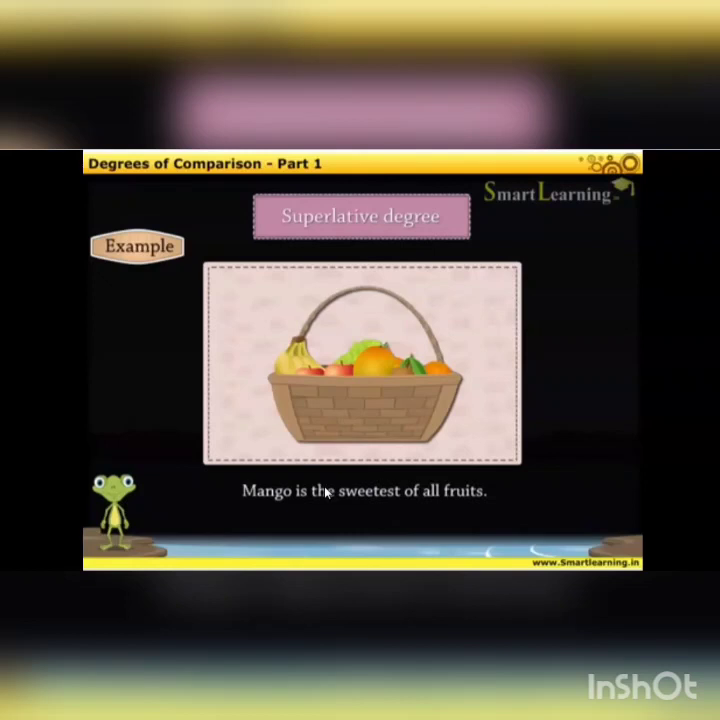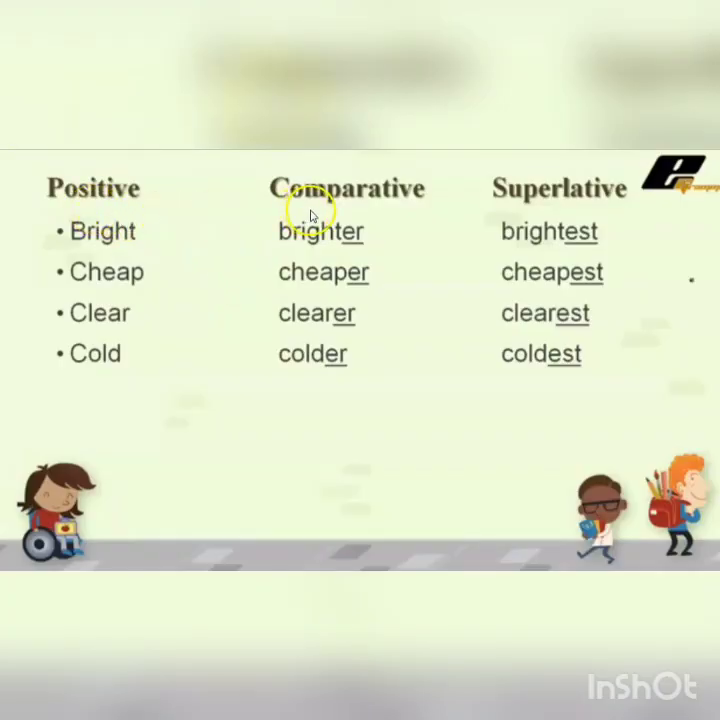Okay, now one time we'll take a glance at the changes that we had done from positive to comparative and superlative, and then we'll go to our today's topic. Let's get started. So here children, positive, comparative, superlative. These are the positive degrees, the main words. What you have to do in comparative, add er, and in superlative you have to add est. So bright, brighter, brightest, cheap, cheaper, cheapest, clear, clearer, clearest, cold, colder, coldest.